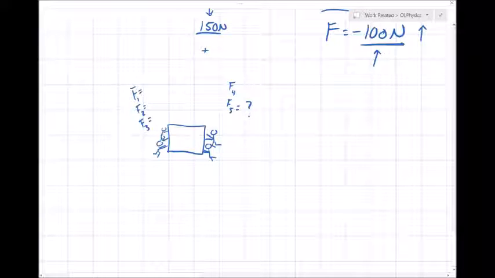We don't know. So let's say F1, he's a pretty weak guy. He has 30 newtons. Let's say F2 is 50 newtons. And let's say F3 is 100 newtons. For F4, we'll say it is 125 newtons.